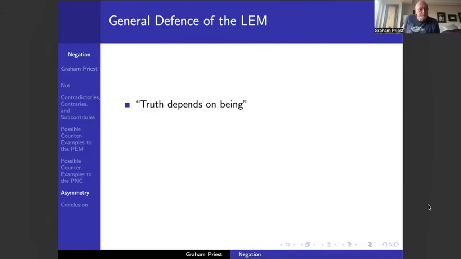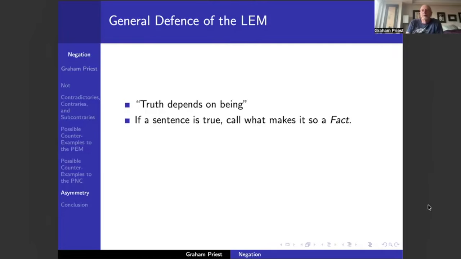So, for example, if I say Canberra is the federal capital of Australia, what makes that true? Well, it's made true by certain historical and geographical facts concerning a large island in the southern hemisphere of the Earth, literally our world. So that is an illustration which shows you that truth depends on being. Now, let's come back to excluded middle.